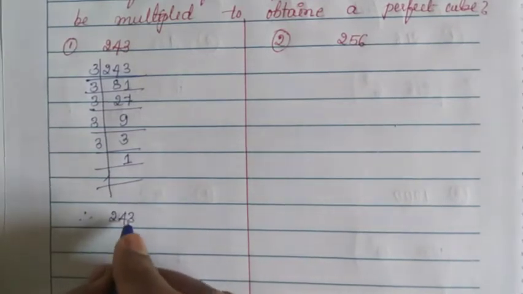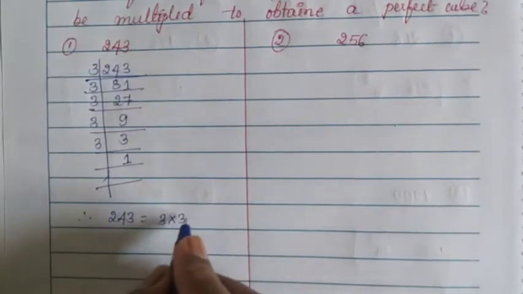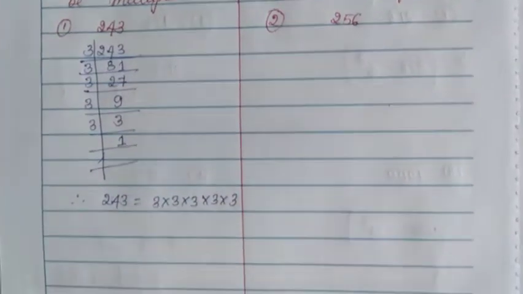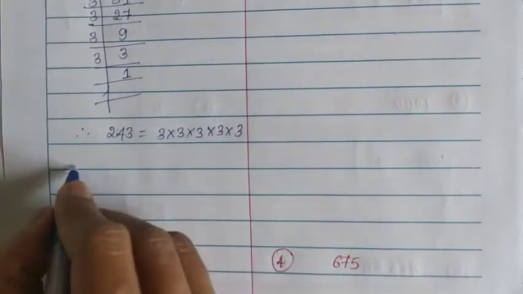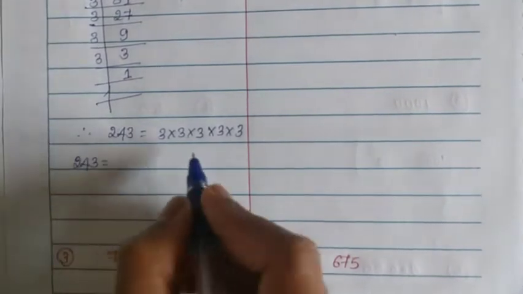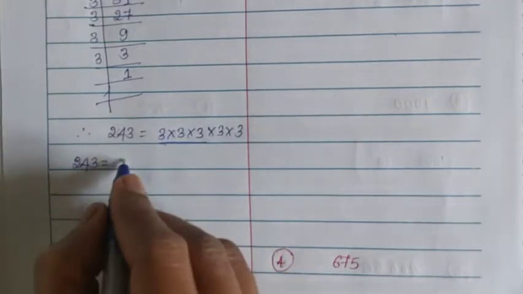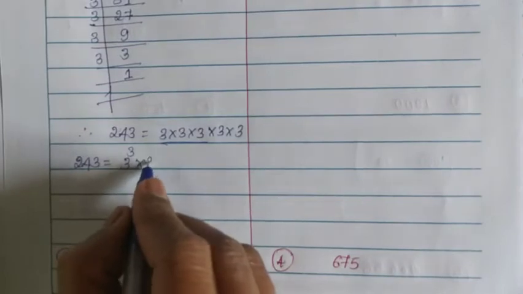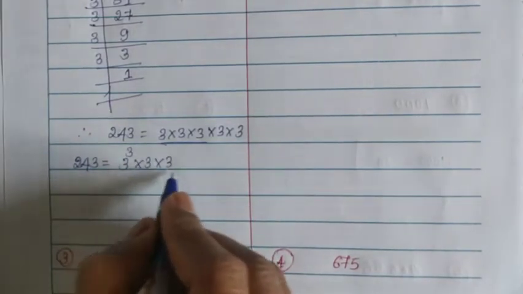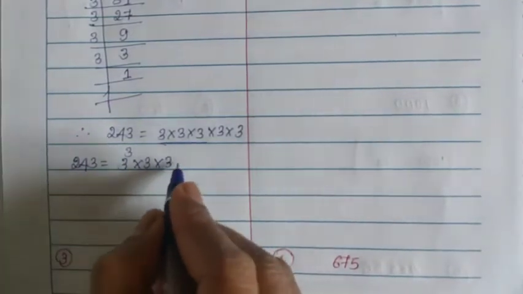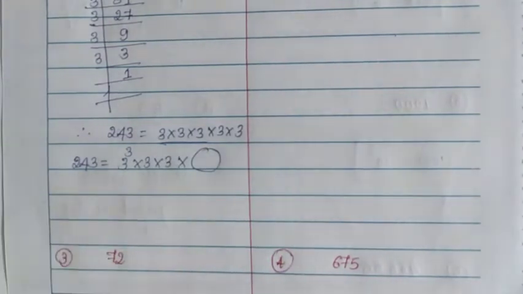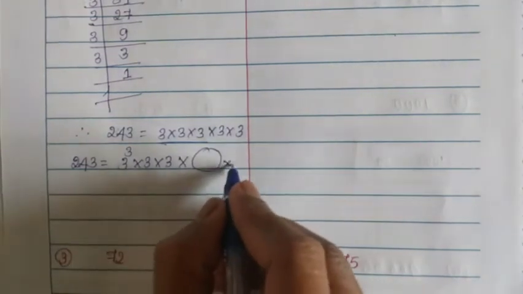Now 243 is written as 3 into 3 into 3 into 3 into 3. Now grouping the numbers in threes. 243 is equal to, yes, these threes are grouped together and written in the form of a cube. And the remaining two 3s are like this. Yes, observe here, another 3 is needed to complete this number as a perfect cube. That's why we multiply with 3.